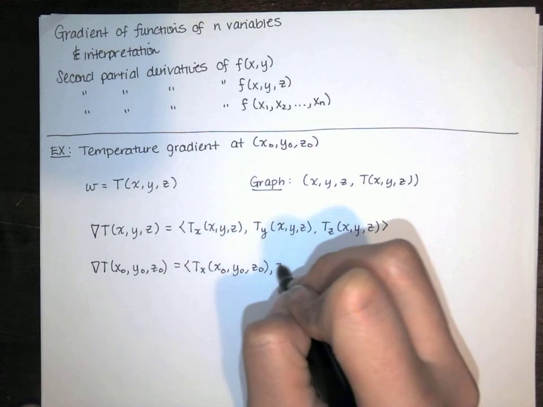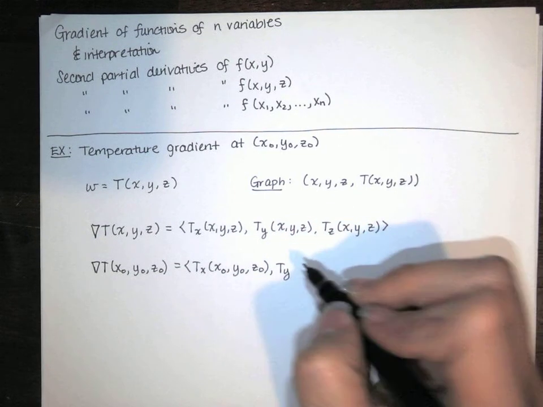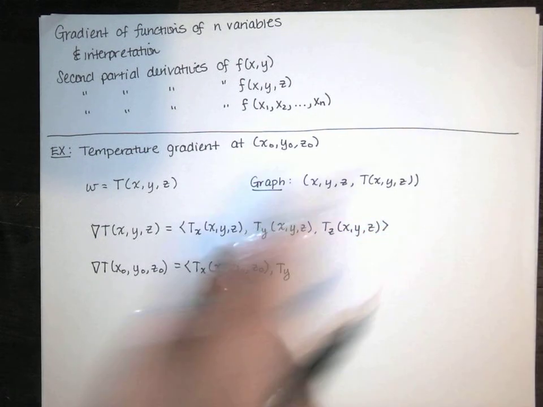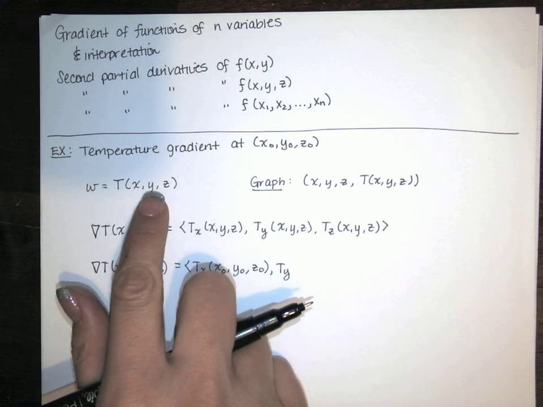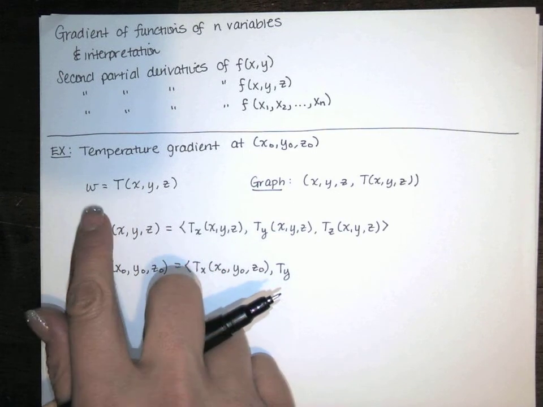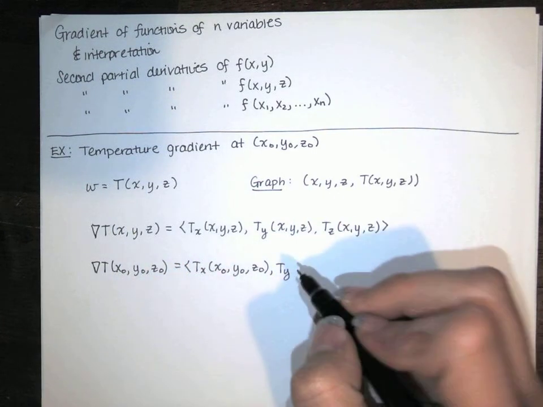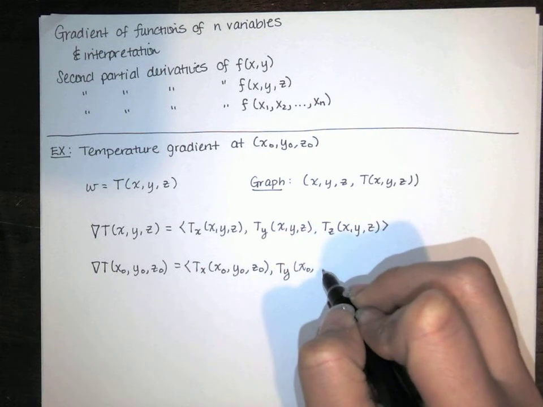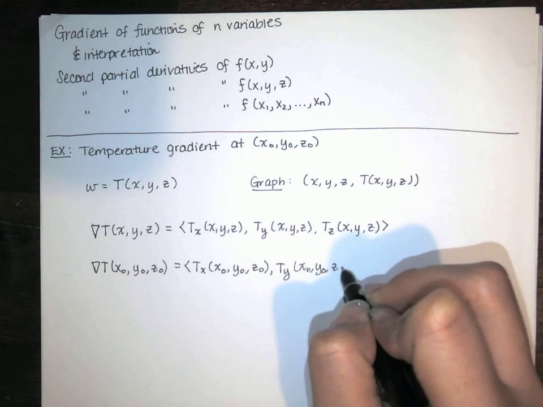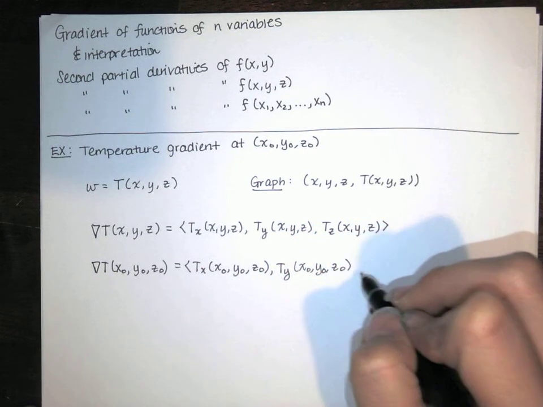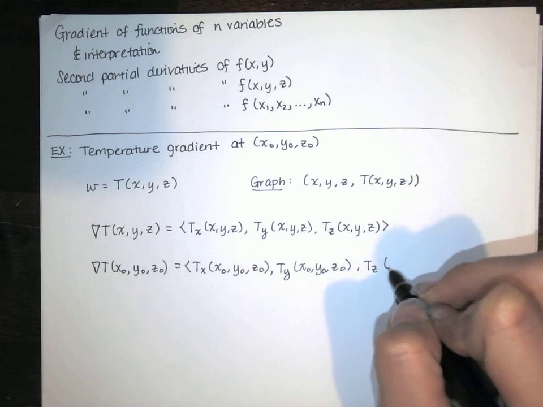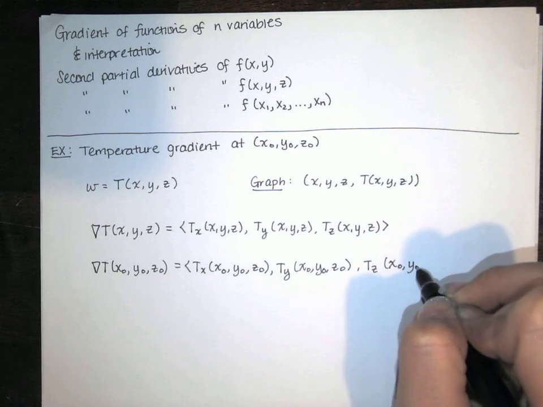Now at this point, it doesn't really make sense to call this the direction of steepest ascent, because when I graph this, I'm not graphing a single surface, I'm graphing a hypersurface. It lives in four-dimensional space. So this doesn't really make sense geometrically as a direction of steepest ascent anymore. But I think conceptually it makes sense to all of us.